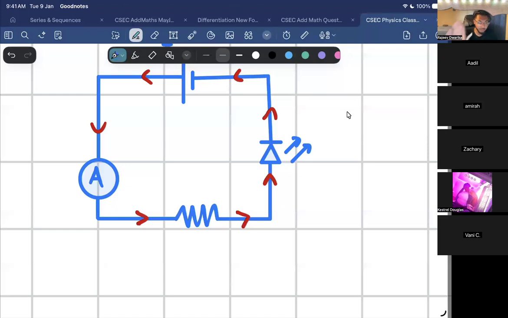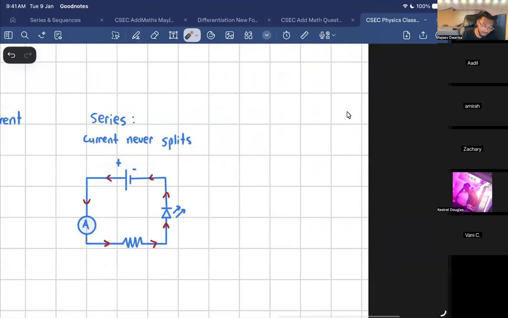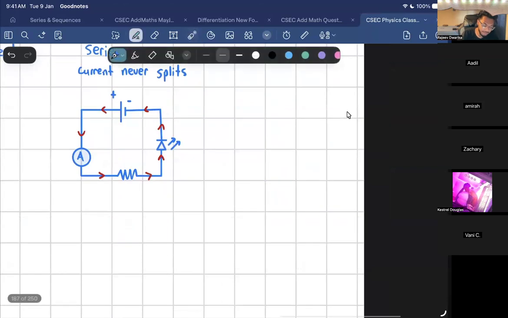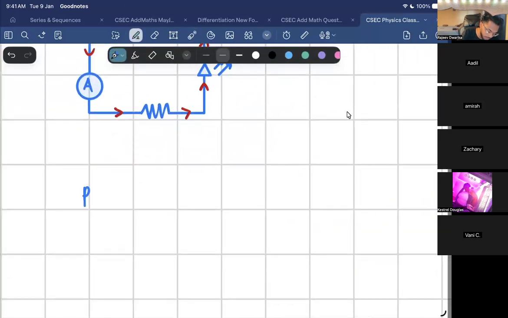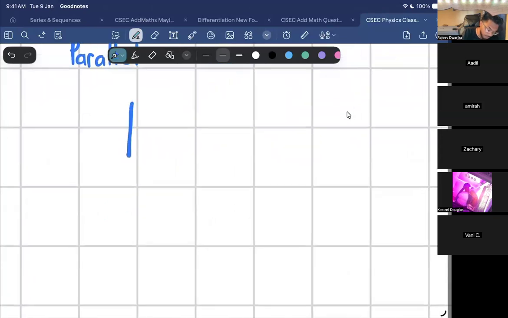And again, if you're confused about series, series just means one after the other. The components are one after the other, and the current never splits. The current is just flowing through each component here, and it never splits. So that's what I mean by a series connection. Let me show you a parallel connection real quick. When we move on to resistors, this will make sense. We'll do this in more detail. So I'm going to show you a parallel circuit now.